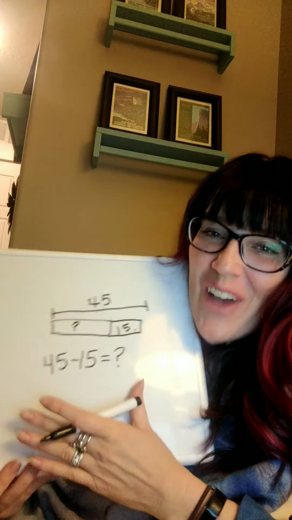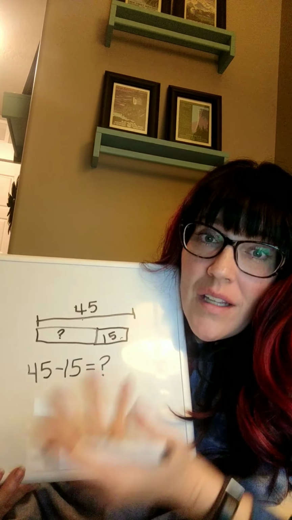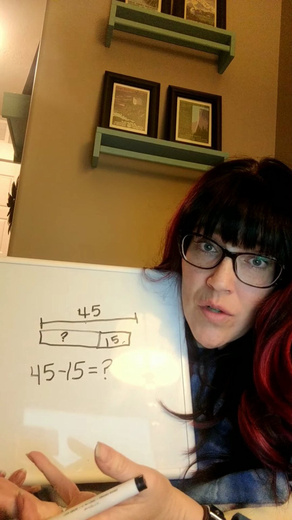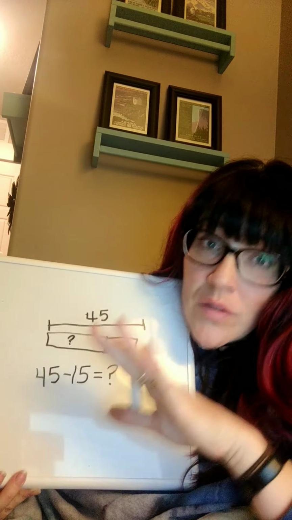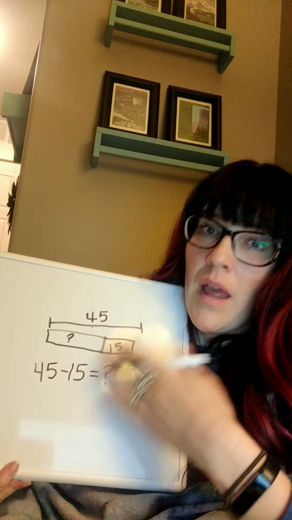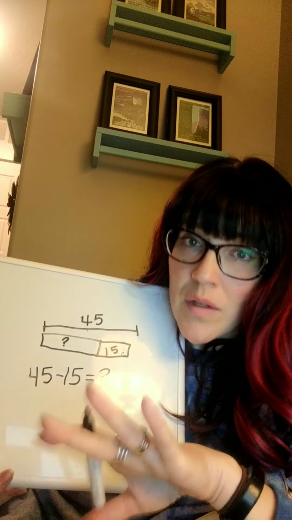So hopefully if you got 45 minus 15 equals question mark, then that is your number sentence that matches your model, that also matches your story situation. Now, do you need to solve this right now? No. All we're doing is writing story situations to match our model and then representing that with a number sentence. So if you want to go above and beyond, you can solve it.